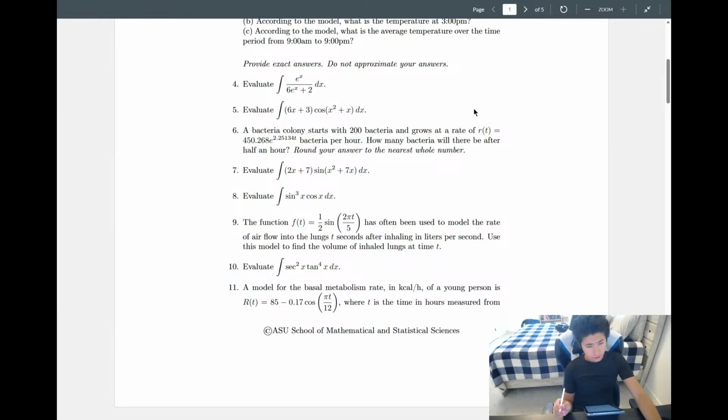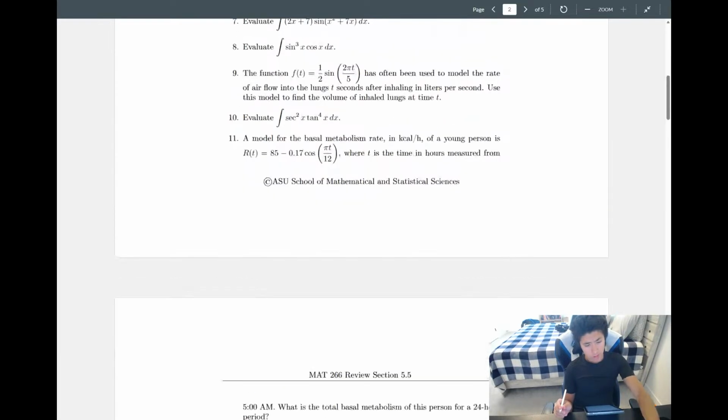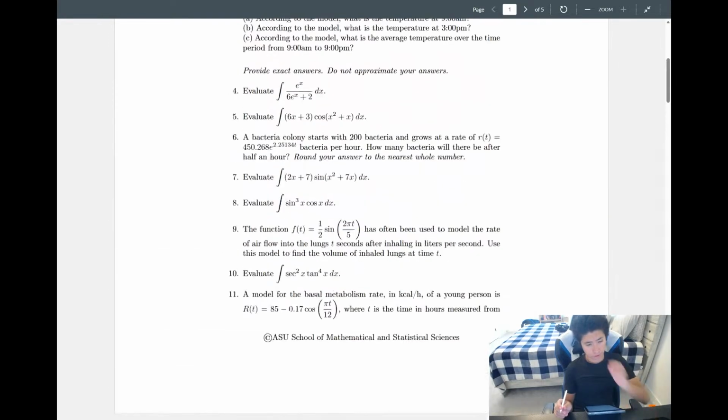A bacteria colony. Oh, wait. And is there more? Okay. Oh, yeah. There's more. All right. Cool. A bacteria colony starts with 200 bacteria and grows at a rate of R of t equals 450, 0.268 times e to the power of 2.25, and so on, bacteria per hour. Per hour. Gotcha. How many bacteria will there be after half an hour? So like t over 2?